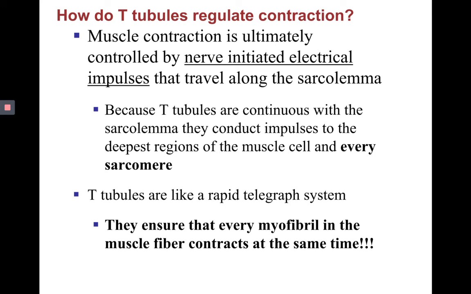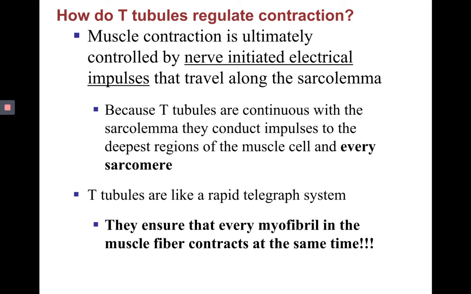So let me say that in a little easier way. The electrical signal from a motor neuron will travel to the plasma membrane of a muscle cell. And there are steps that allow for this transfer. It doesn't just happen because the electrical signal jumps from one place to another. There's a series of chemical steps that must occur in order to get this electrical signal that originated in a nerve to the plasma membrane of a muscle cell, or the sarcolemma.